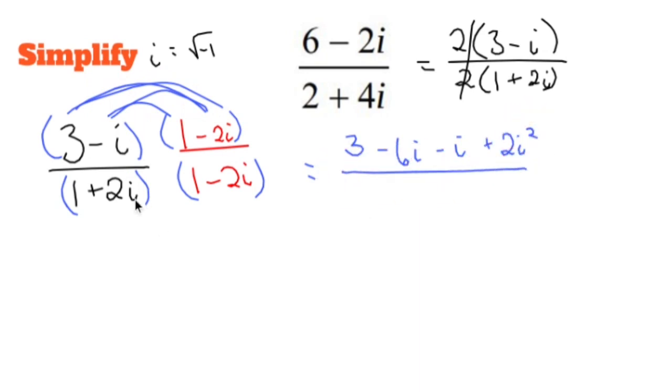That's going to be all over 1 times 1, which is 1. Minus 2i plus 2i disappears. That's supposed to happen. Minus 4i squared.